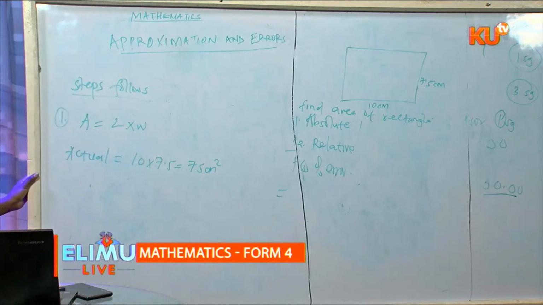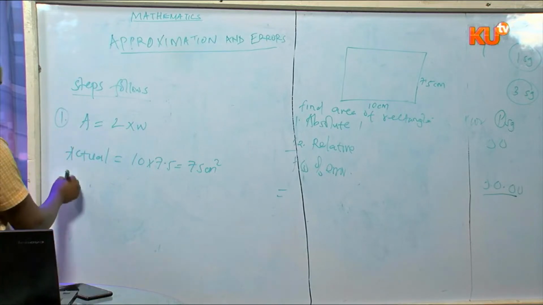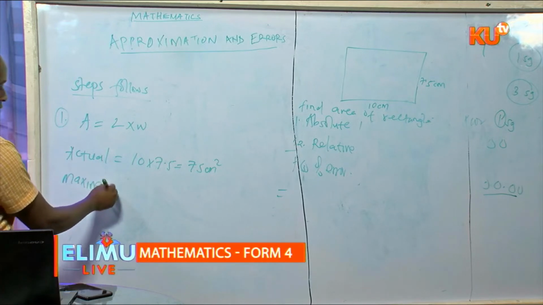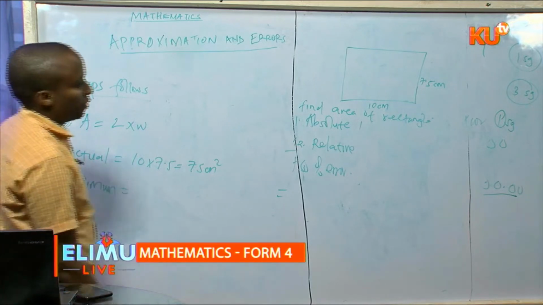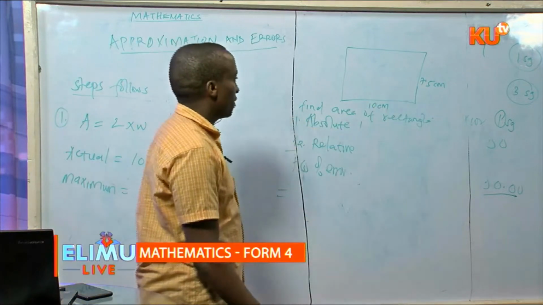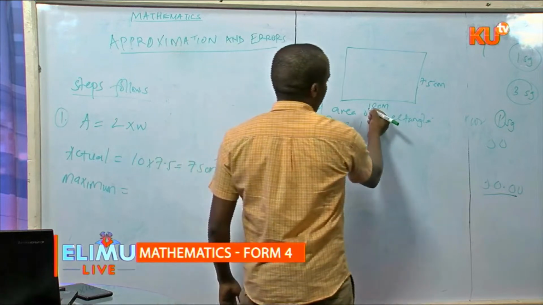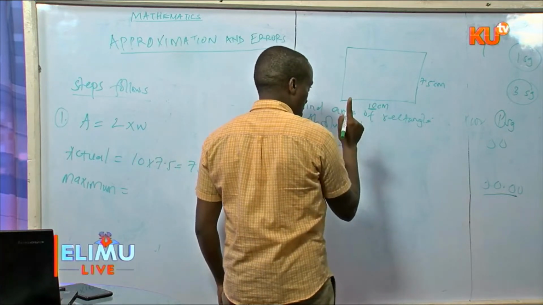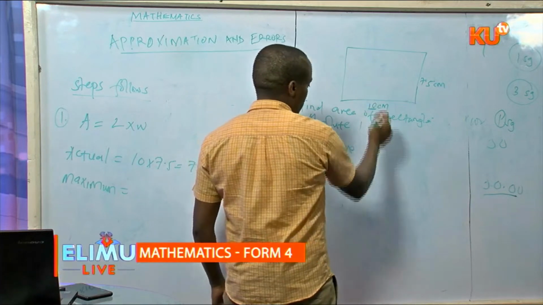We come now to the maximum. For this one, you must get the upper bound, the maximum area. You just check the measuring unit of the given measurement. For this one, we don't have a decimal point, so it is 1. For 10, it is 1.